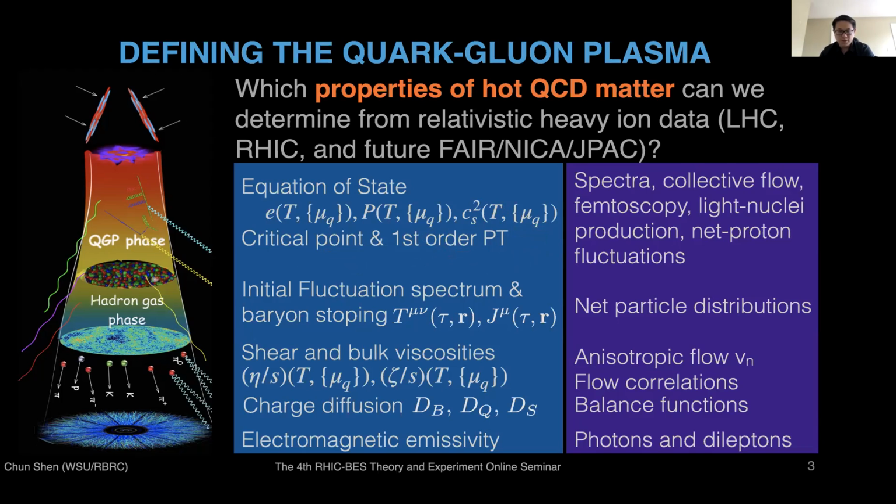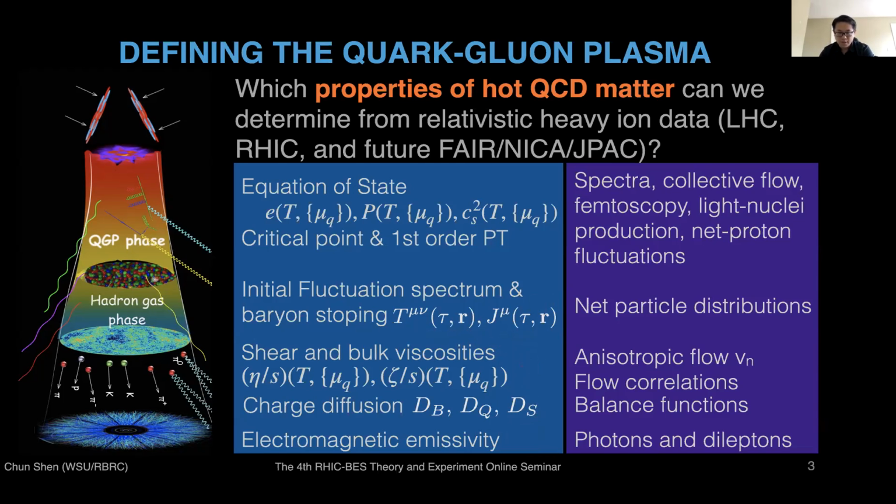The observables that are currently sensitive to the equation of state are listed on the right-hand side. More importantly, the heavy ion collision is a rapidly dynamically evolving system. We would like to understand the initial state fluctuation spectrum, as well as baryon stopping as we go to lower energies. We also want the transport properties, such as shear and bulk viscosity of the quark-gluon plasma, and last but not least, the charge diffusion, and also how the QGP can shine electromagnetic photons and leptons.